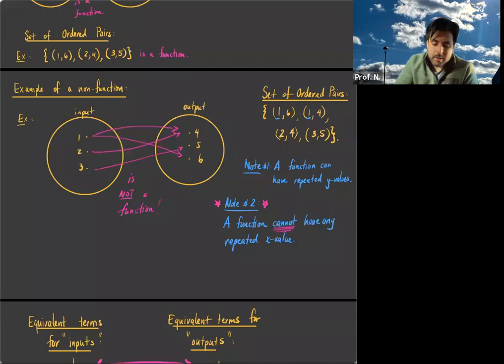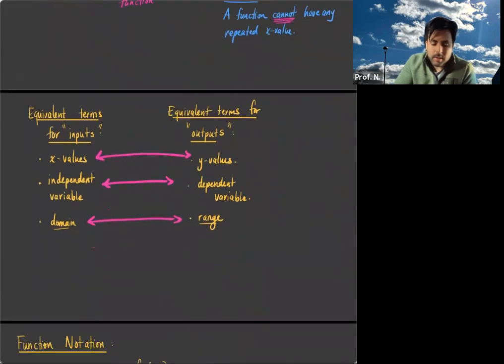The set of ordered pairs are just x and y coordinates, right? Paired up. And in a function, the x's appear only once. The y's can appear more than once. So the y values could repeat. The x values cannot repeat. So that's one of those major takeaways.